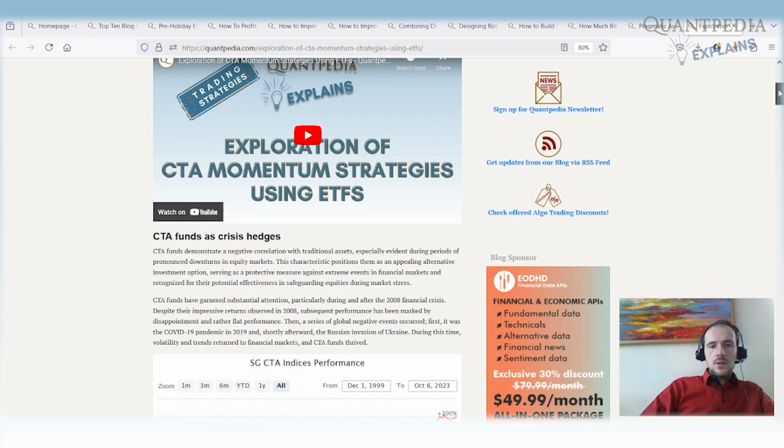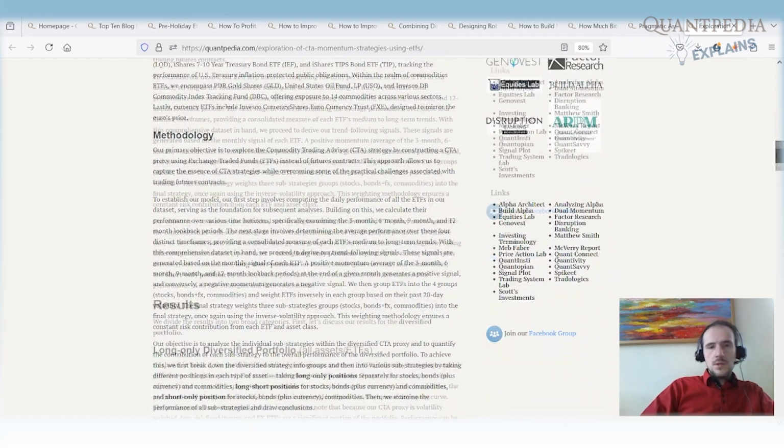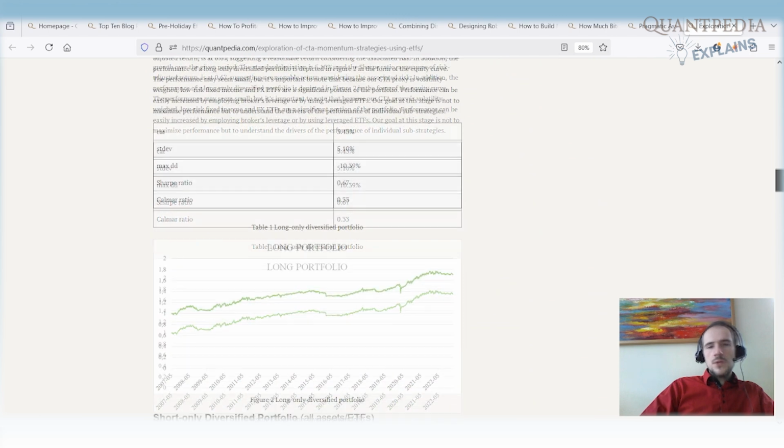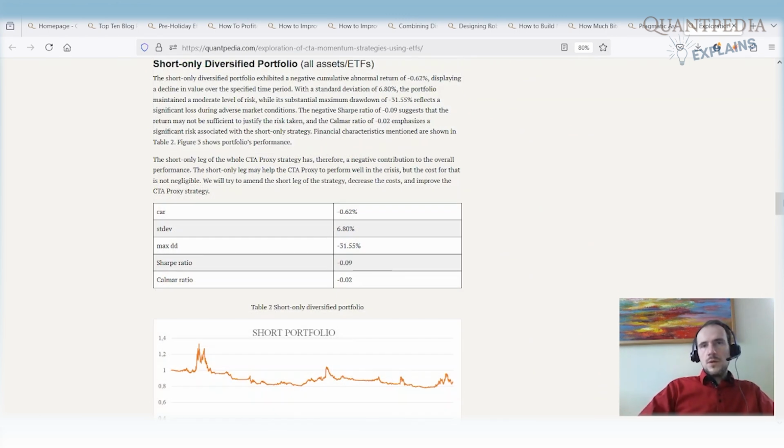What was the main idea? The main idea was that we can easily replicate CTA index using ETFs. We do not need the futures, so we can build long, short portfolios because the offering in ETF market is really broad. What is the main advantage? What we can do or how we can improve managed futures strategies is that we suggest to remove the short leg on equity sub universe. So we recommend not to short US equities.